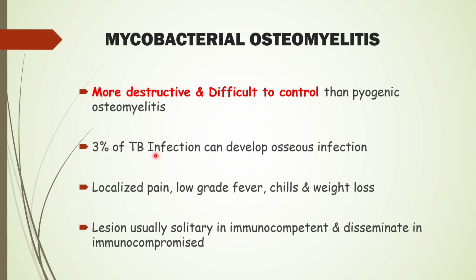And 3% of TB affected individuals can develop osseous infection. We know that TB occurs in the lung, liver. It can occur anywhere in our body. So a bone could be involved in 3%. The symptoms are similar. The patient will have fever, chills, weight loss, and pain. Here, the additional symptom is weight loss. If the patient is immunocompetent, then the lesion is solitary because it won't spread widely. But if you are immunocompromised, then the patient can have a disseminated tuberculosis infection in other organs as well.